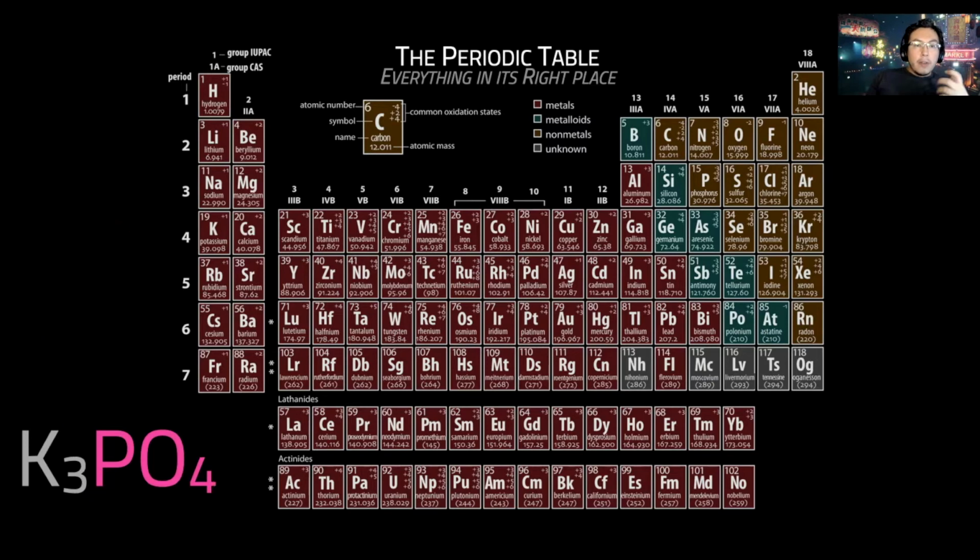Now, where are these guys in the periodic table? Well, potassium is over here. And then this guy, right? This is different from this one, right? Potassium is a K. P, remember, is phosphorus. It's not potassium with a P, right? And O is oxygen. So we'll pick up these numbers and use them in our next example.